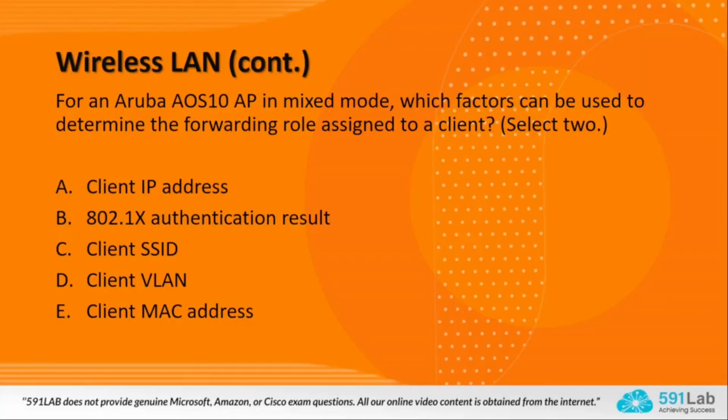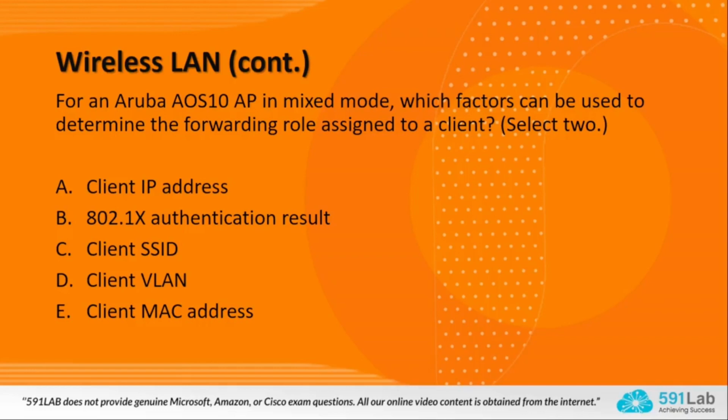We'll go through the answers. Option A, client IP address. The client gets its final IP address after the final role is assigned, so this couldn't be a decision maker to derive the role. This is wrong. Option B, 802.1X authentication result. Server derived role or VSA derived role is assigned based on the authentication result, so this looks correct. Option C, client SSID. SSID is not a decision maker to derive a user role.